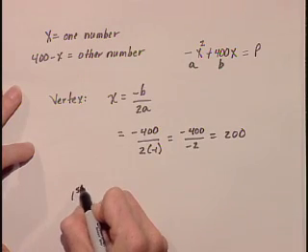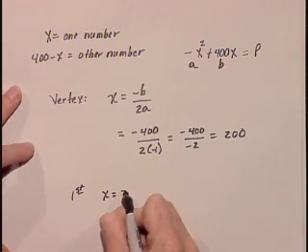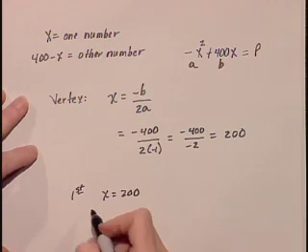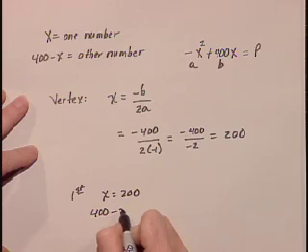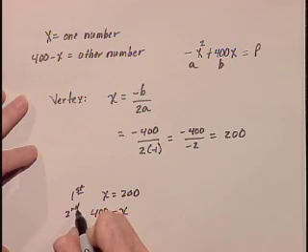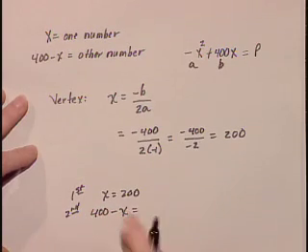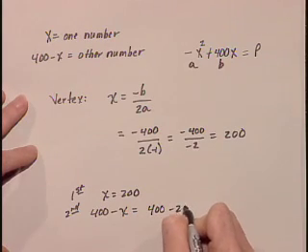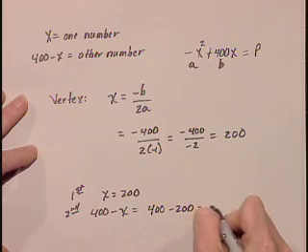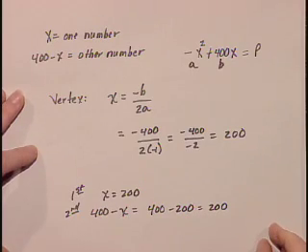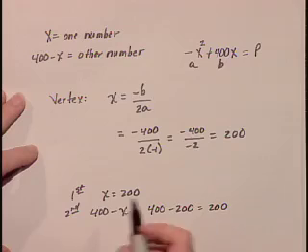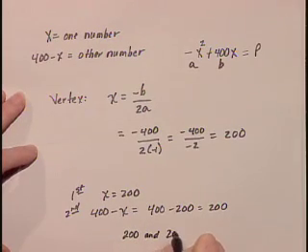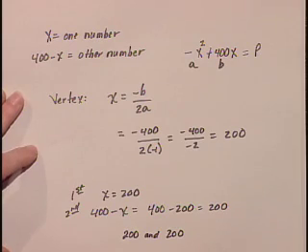So we're now ready to find our two numbers. Our first number is given by x equals 200. Our expression for our other number is 400 minus x. So this is our second number. Let's substitute 200 into the x position. 400 minus 200, and we'll get, again, 200. So our two numbers are 200 and 200.